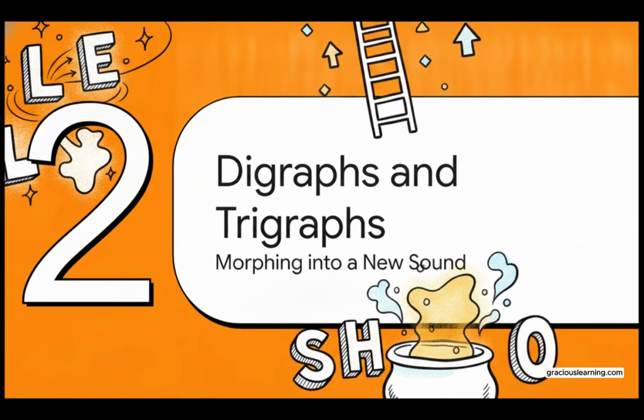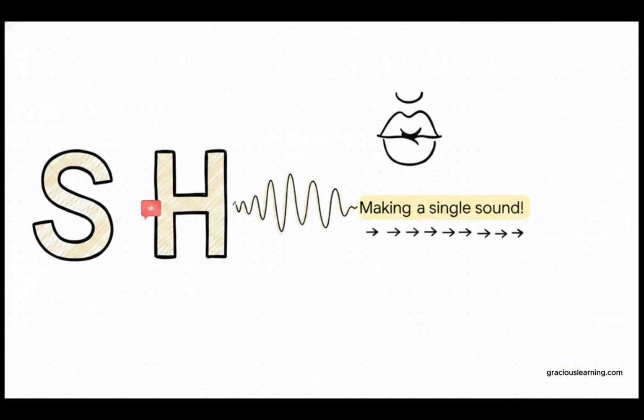Moving right along to Section 2, digraphs and trigraphs, morphing into a new sound. Now we're leveling up our building blocks. Here, letters aren't just blending and keeping their own identities anymore. Oh no, they are completely morphing into a brand new single identity. It's kind of like linguistic alchemy. When you see an S and an H team up, you don't say s, h. You just make one smooth, unified sound, sh. Two letters went in, but only one sound comes out.